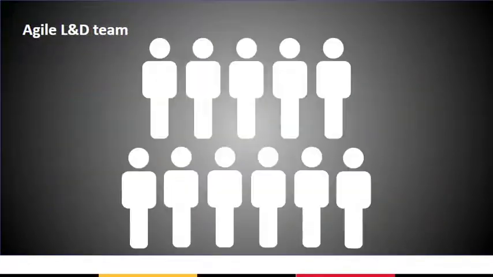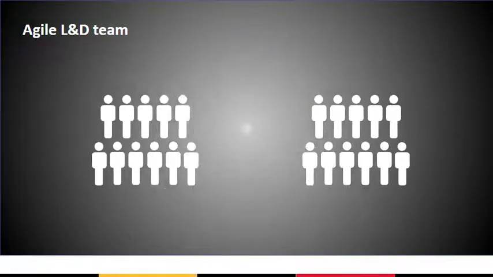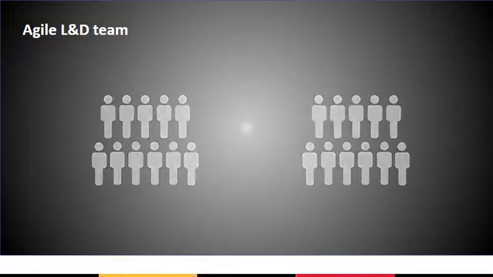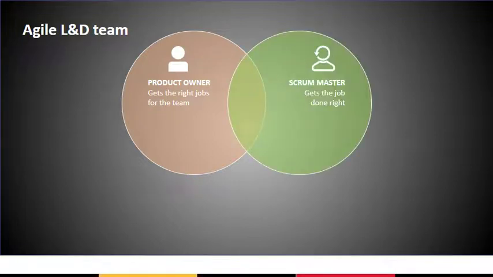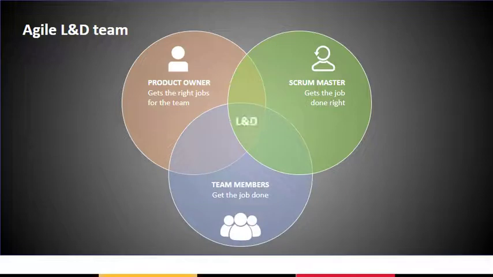An Agile L&D team usually has no more than 11 members. If there are more than 11, split the group into smaller units and have a scaled Agile structure. Two servant leaders emerge to facilitate the team. The PO represents the business and brings the right jobs to the team. The Scrum or Flow Master guardrails the flow of the iterative work. Team members, including instructional designers, learning architects, and content creators, get the job done.